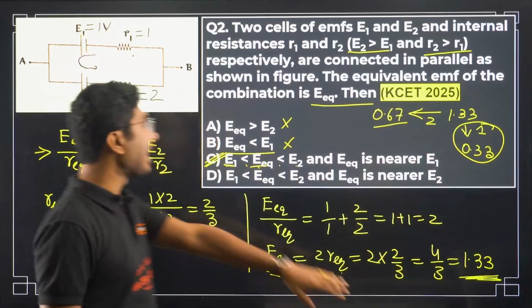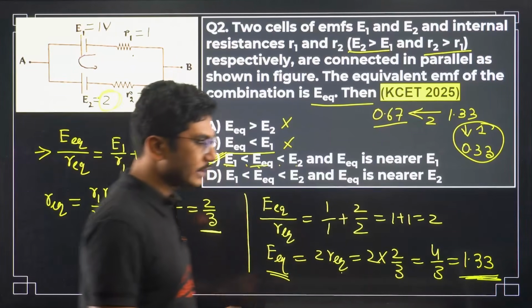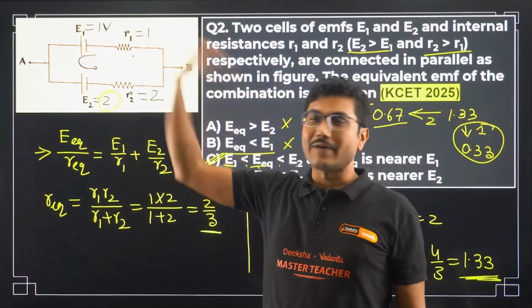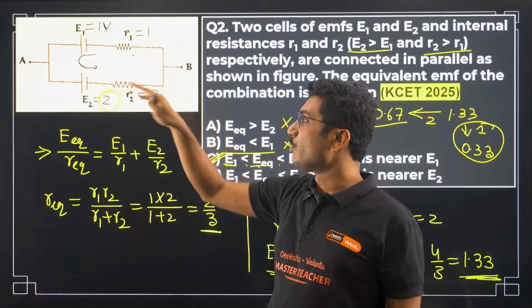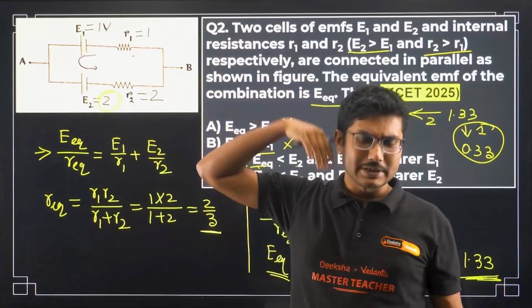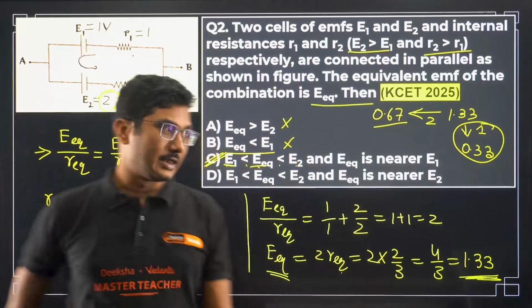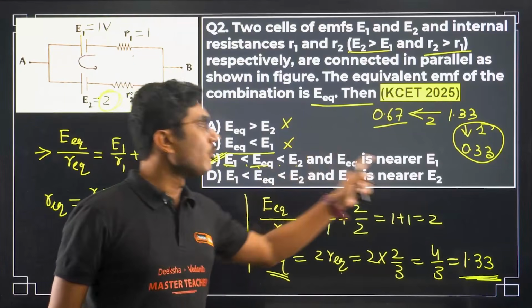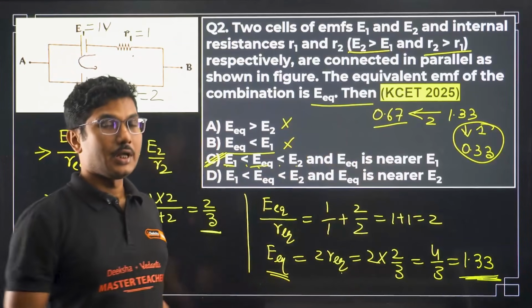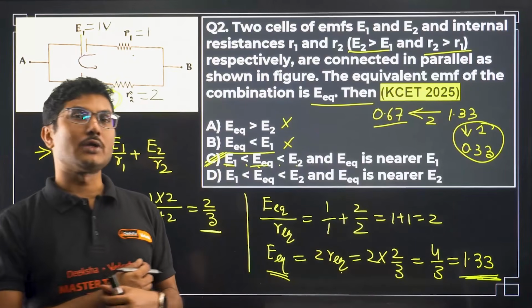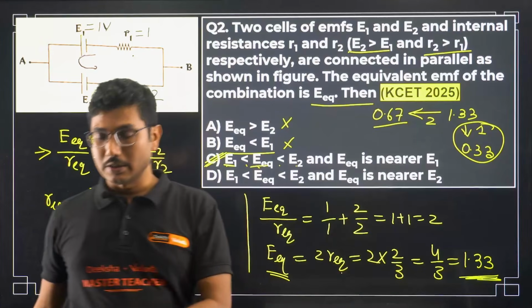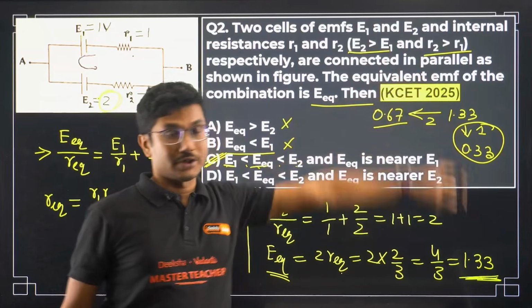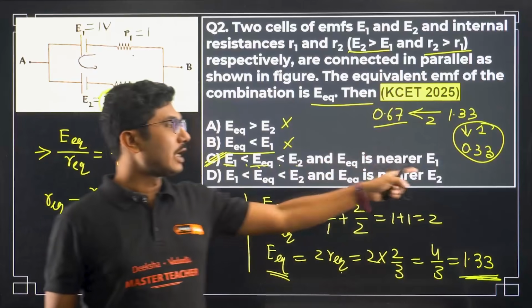Okay, and it does not matter whatever combination you have chosen, it is independent of the combination, because you can check any other values, say 100 volt, 100 ohm resistance or 1 ohm resistance, you will always find this result. So equivalent EMF is always closer to the smallest EMF, in case this is the condition. If resistance is also small, then this is the condition that you have to remember.